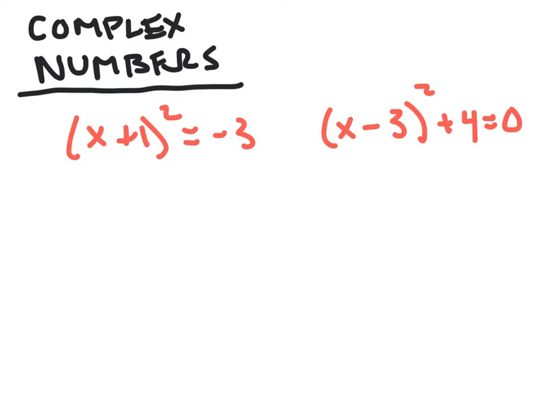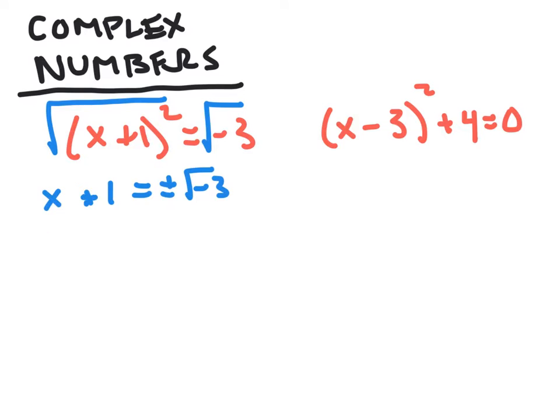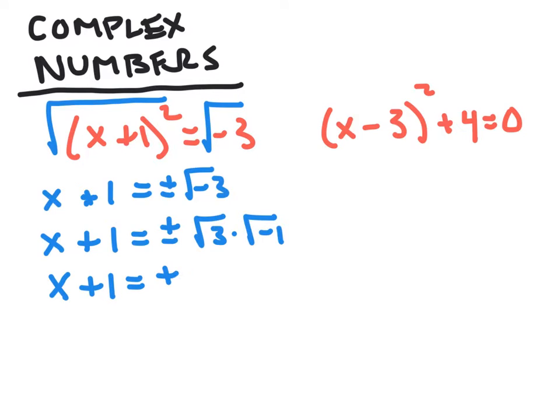Alright, let's solve these two. So I like the idea that I would take the square root of both sides. This leaves me with x plus 1 on this side, and over here it leaves me with plus or minus the square root of negative 3. So I'm going to leave x plus 1 alone, and I'm going to split this into the square root of 3 times the square root of negative 1. So I again split it up into its pieces, and now watch how nice and easy this becomes. I get plus or minus i times the square root of 3, and then I move over my 1 to the other side.